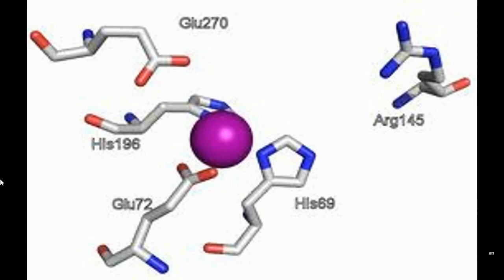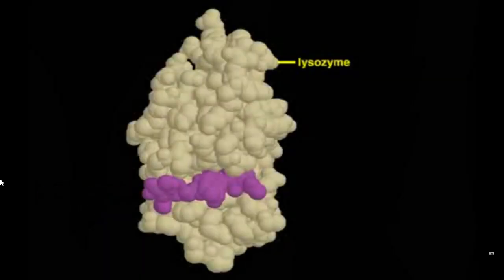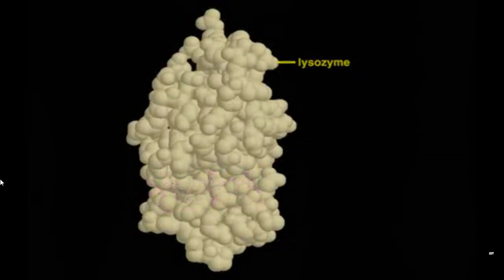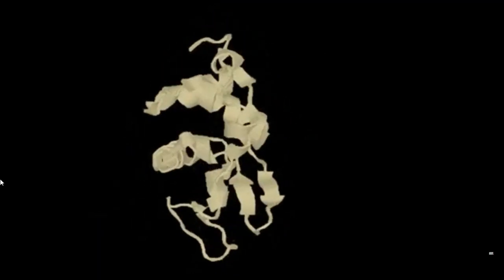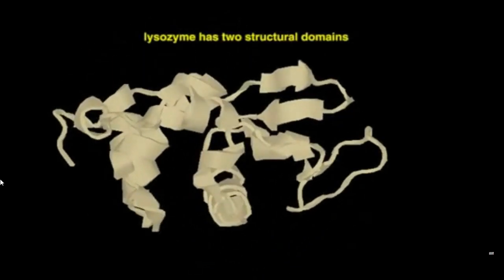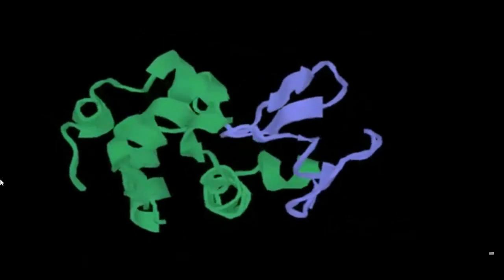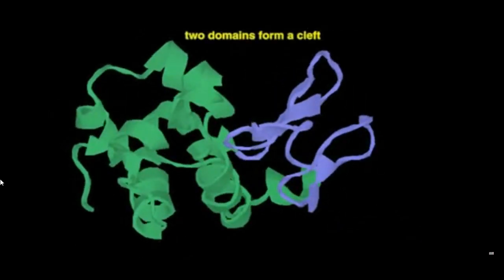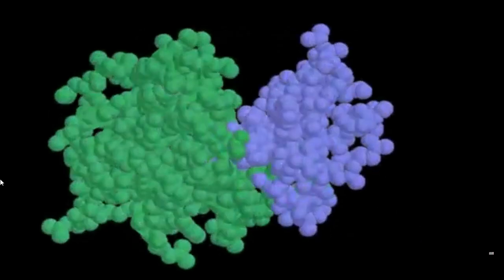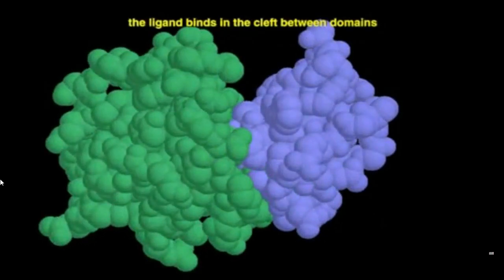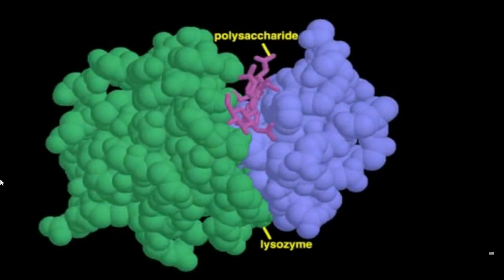One more example. Lysozyme is a small enzyme that binds to polysaccharide chains and breaks them apart by hydrolysis. It has two structural domains. One domain is composed mostly of alpha helices, while the other domain is composed mostly of beta strands. The interface between the two domains forms a cleft in which the substrate binds. The structure shown here contains one of the products of the hydrolysis reaction.